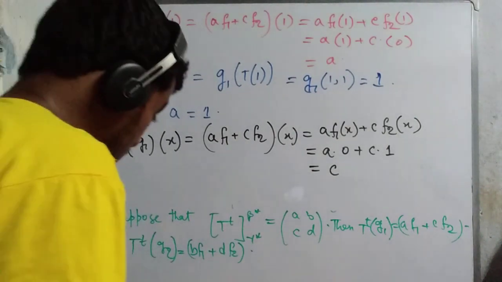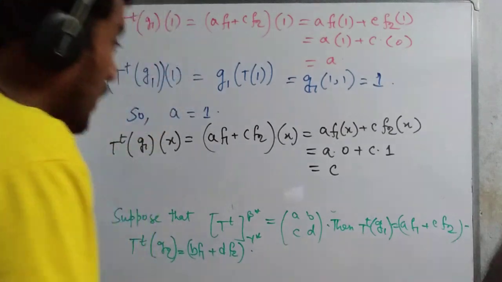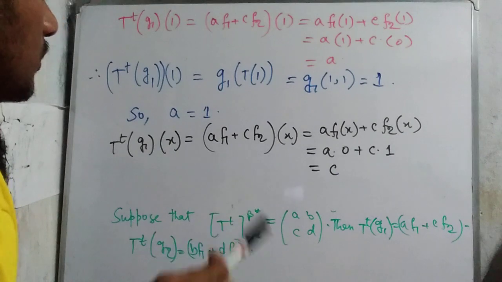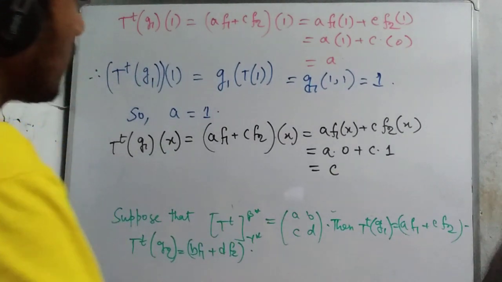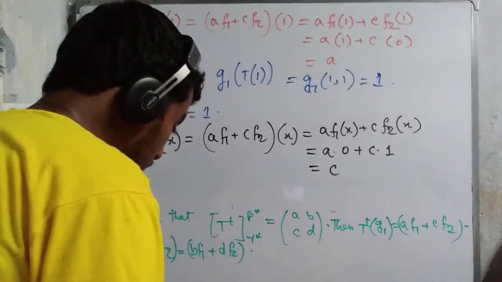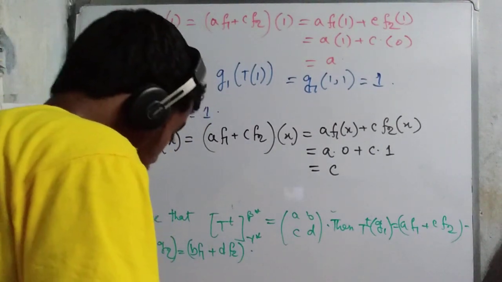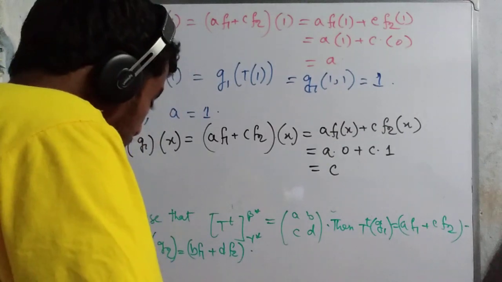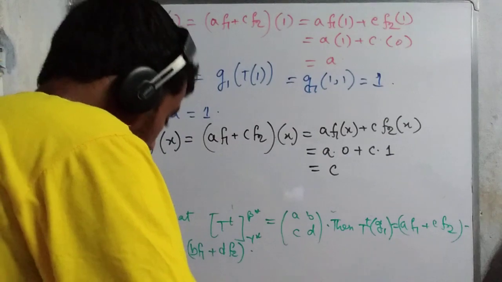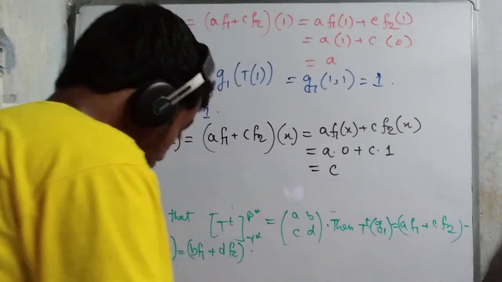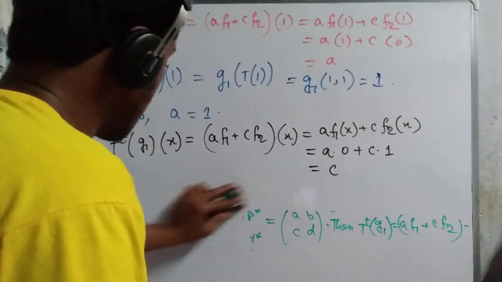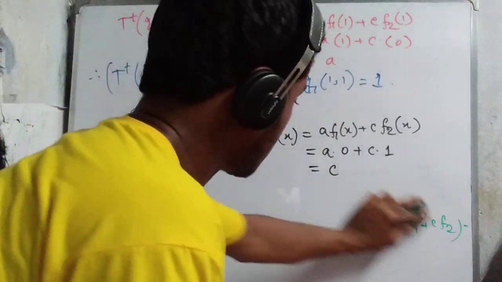That means F1 and F2, how do we obtain them? F1(1) equal to 1 and F2(1) equal to 0. And in this way, F1(x) equal to 0 and F2(x) equal to 1. Okay, so this one is C. Now we will erase that portion and go on to further discussion.